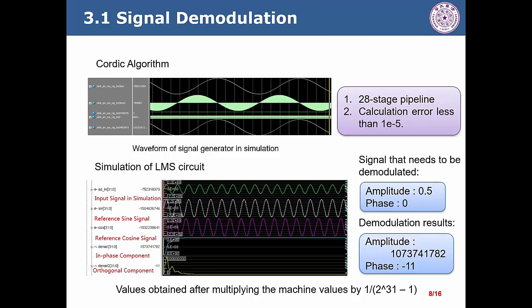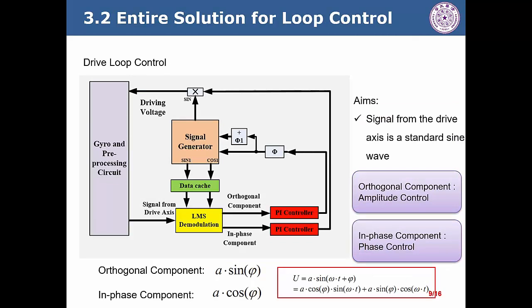This module generates the sine and cosine waves, and the next picture shows the simulation of the least mean square demodulation circuit. In this simulation, the input signal is a standard sine wave, and the amplitude is set to 0.5 and the phase is set to 0. After demodulation, we can see the signal from the drive axis or detection axis converge, and the values obtained after multiplying with a constant value are consistent with the preset value. After that, we can get the entire solution for the auto loop control.